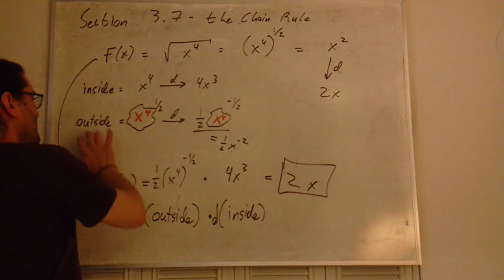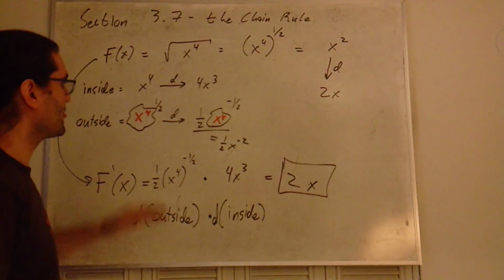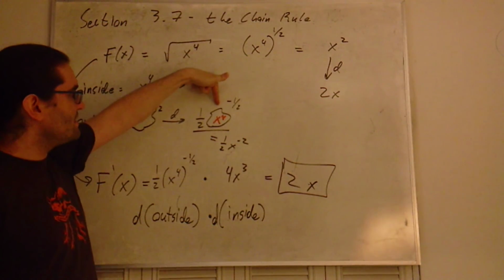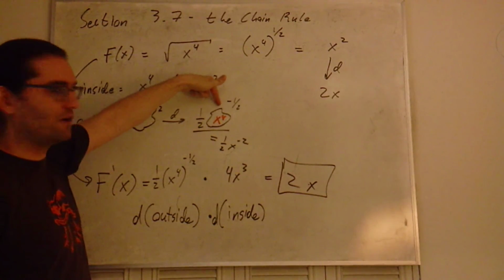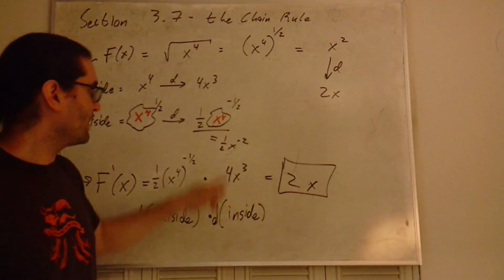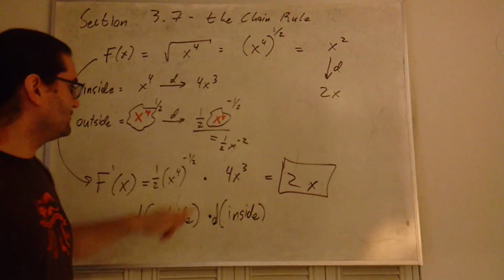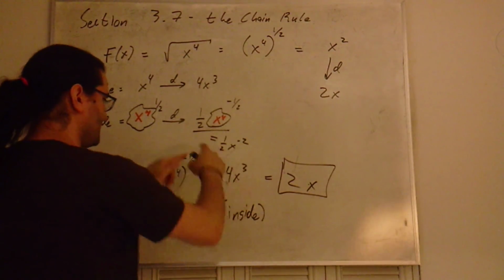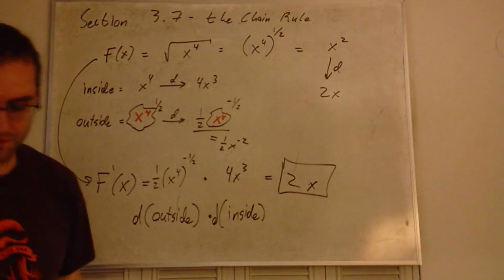So you have the inside and the outside. You take the derivatives of those things individually. In this placeholder, you have to put the original function because the blob never changes. And once you put the original function back in here, you just multiply these two pieces together and you have yourself the correct derivative for your function.